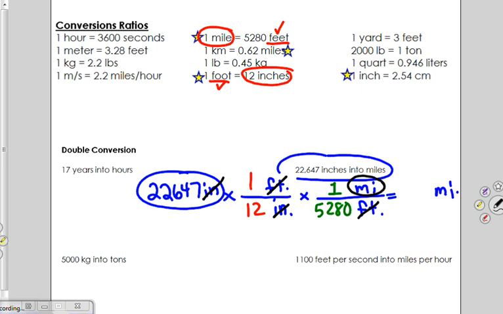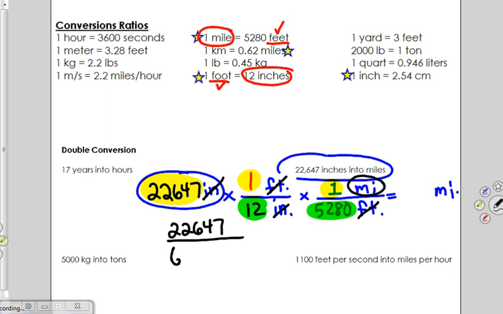All I need to do now is multiply. Make a fraction and multiply across the top. What's 22,647 times 1 times 1? Well, that's just 22,647. On the bottom, what's 12 times 5280?